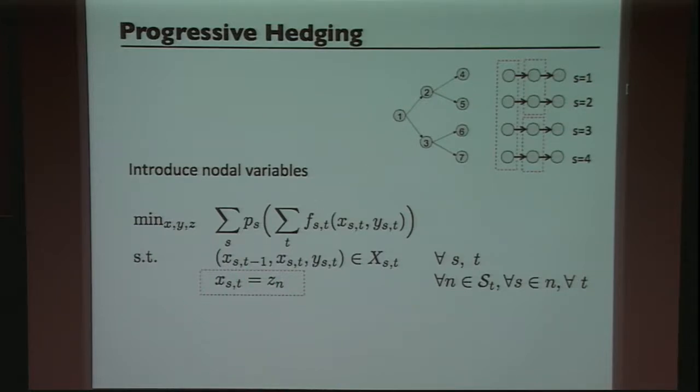So I introduce the z variables. So for all the nodes in stage t, time period t, and all the scenarios that pass through that node, they have to be equal. Okay, this is just a simple reformulation. This helps us to kind of derive the progressive hedging model. So we have 3 sets of variables now.